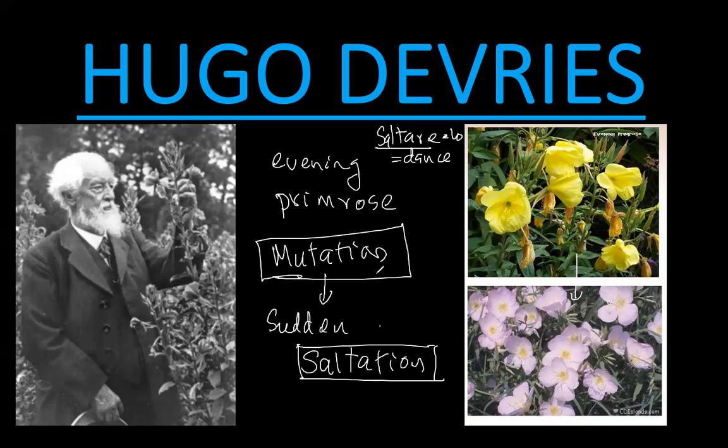What's mutation? Change in the genes. And he believed that it's a mutation that causes evolution, not small variations like Darwin said. Okay, that's the difference between Darwin and De Vries. Darwin didn't know about mutation, but De Vries found out a phenomenon called mutation, and he modified that theory of evolution, and he called it saltation. Single step large mutation is called saltation.